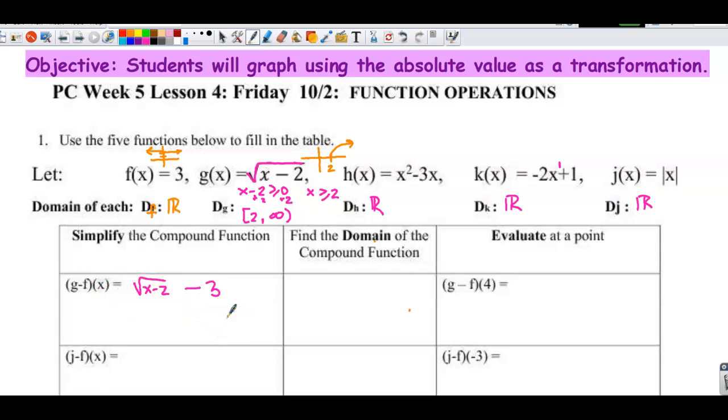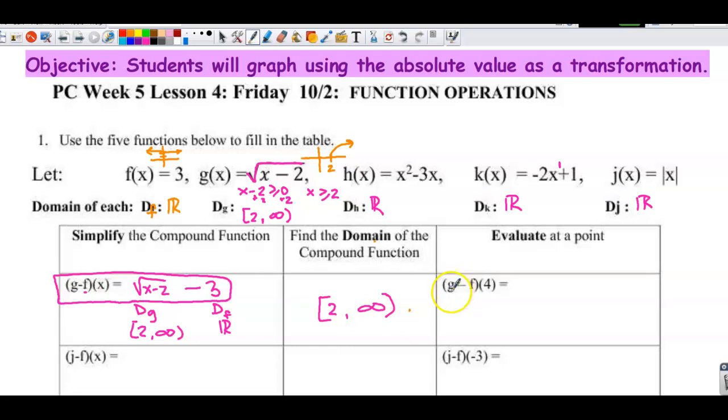So it says find the domain of the compound function. Now the rule is you have to accept the most restrictive domain. The domain for g is 2 to infinity. The domain for f is all reals. Well, between the g domain and the domain for f, g's is more restrictive, so I have to accept that. So this is the compound function, and the domain of the compound function is 2 to infinity.